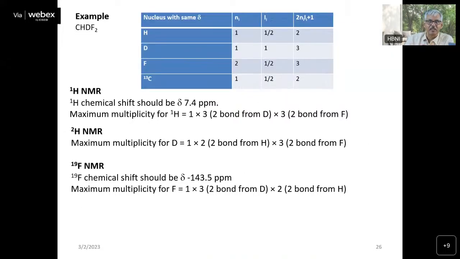Same thing, I have given another molecule, CH2DF2. Here deuterium is also there, fluorine is also there, and you can find out how the proton will look, how the deuterium NMR will look, and how the fluorine NMR will look. They are clearly written here. So if you have any doubt, you can ask me. These two you must try to understand yourself. If you have any difficulty, I have explained how we are doing it, and also clearly written here how I have done it.